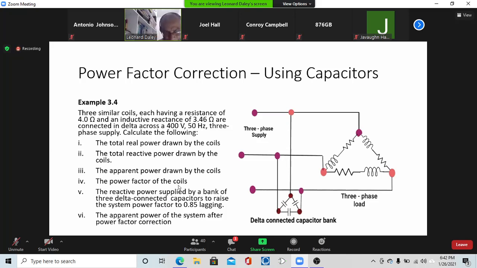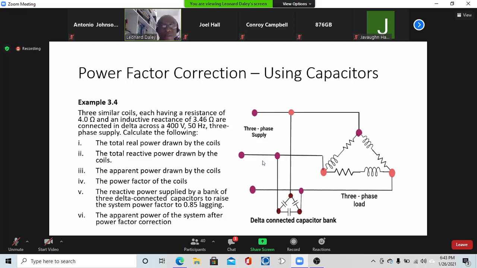I could have just asked you to find the reactive power that would be required to raise the power factor to 0.85 lagging, because many questions go straight to this. But I'm asking the question in such a way that you can see some other things also, because you would still have to work these out even if you were not told to.